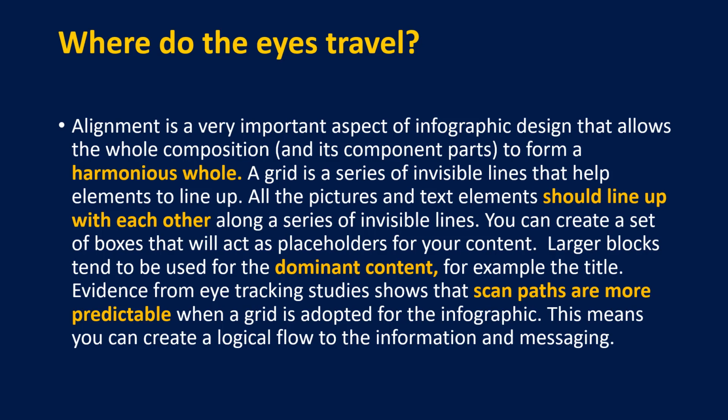They don't know where we want them to go. So they should all line up with each other. Now you can decide how you want to do that, but it might be along a series of invisible lines, and we'll look at these in some examples in a moment. So you need to think about text alignment, image alignment, and everything. And it's about thinking about block sizes as well. So we tend to go with larger blocks for dominant content, and smaller blocks tend to be the less important information that we want to get across.